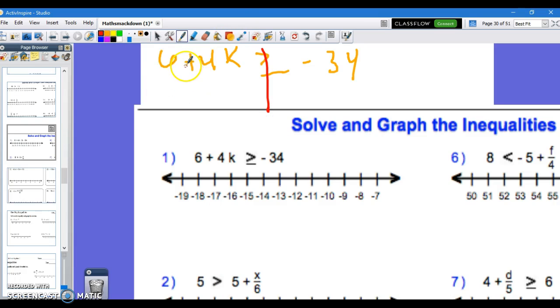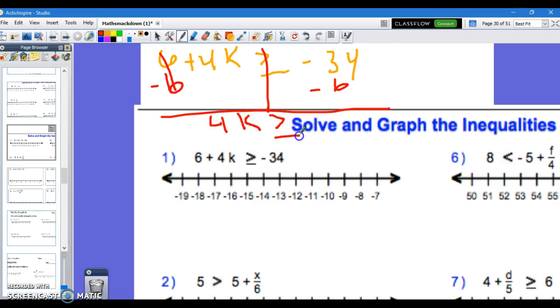Remember, I have to get k by itself. So what I'm going to do is get rid of the 6 first. Remember, 4k, that's multiply, so the only thing you can get rid of first is this 6. So I'm going to subtract 6 from both sides. Subtract 6 from both sides. There we go. This cancels out. Now I have 4k. I don't really need that positive sign there. I know it's a positive 4k.